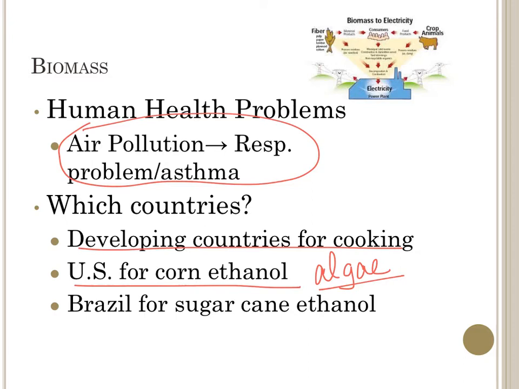Switchgrass is a big one that researchers from the USDA are using. So they're all looking for more sustainable biomass for ethanol than corn. And then you need to know that in Brazil they use sugarcane for ethanol.